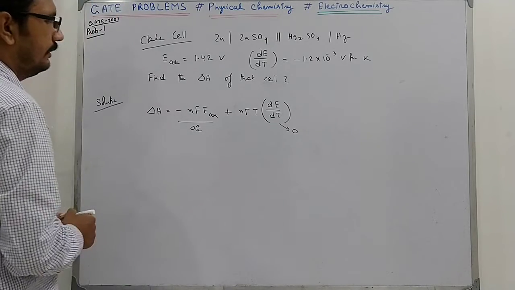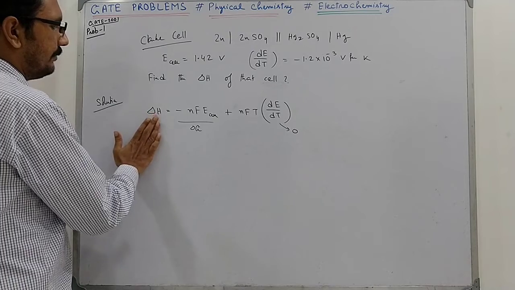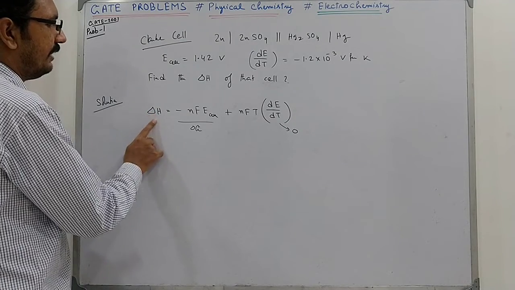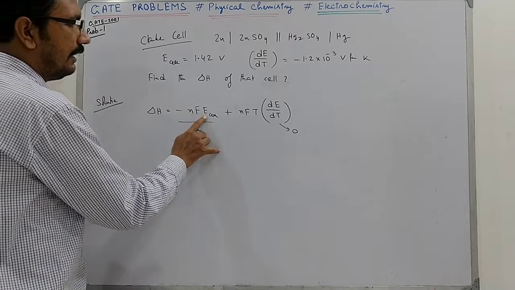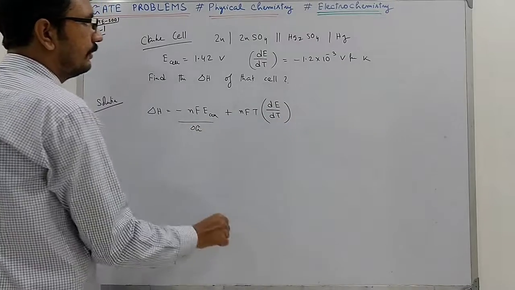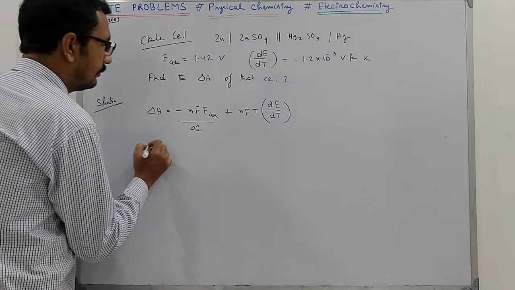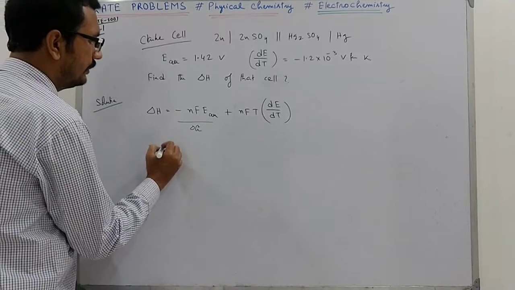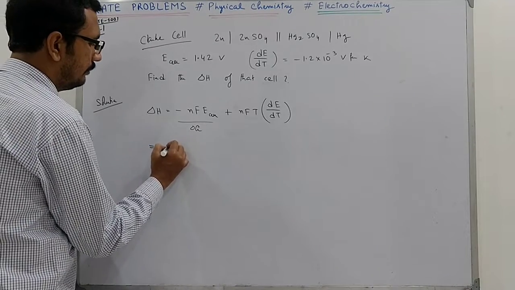Now you see, for the determination of the value of change in enthalpy, you need both E cell and the temperature coefficient. Both are given. So you put the value, here it is 2.